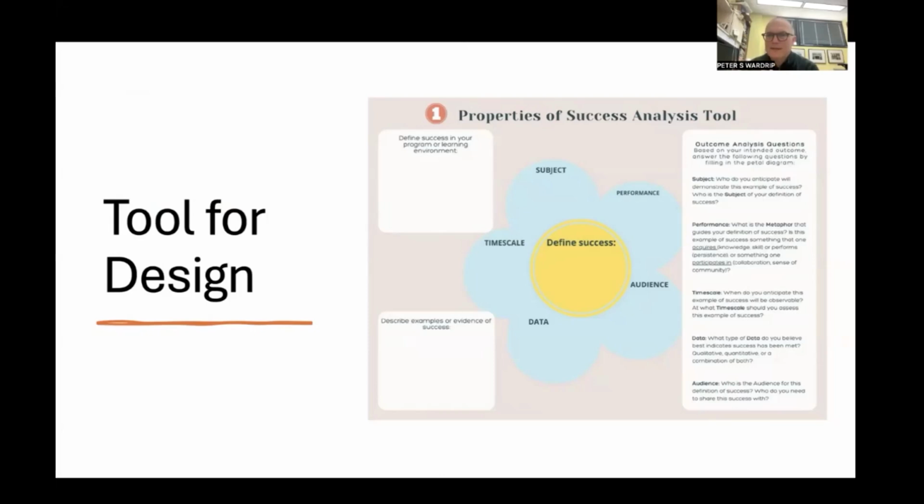But this properties of success analysis tool is really a way of making visible what success looks like or what it is, but also considering different aspects of that success, such as the time scale of when to look for it, or the kinds of data that can show that success is happening or not happening. But a crucial aspect of this is it's not truly a binary of success is happening or not. It's often, as you probably guess in your own work, the extent to which success is being achieved and in what ways and for whom.